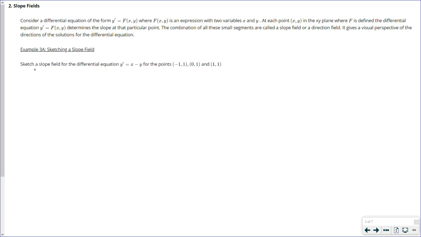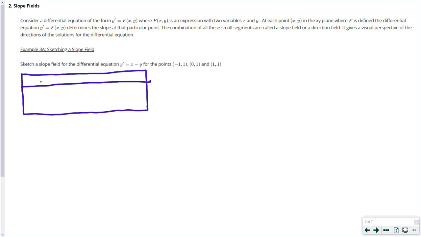So example 3a, we want to sketch a slope field. It gives me 3 different points. So I'm going to go ahead and make a table here. This table is going to help me draw my slope field. I'm going to have one row for my x's, one row for my y's, and then the last one is going to be my differential, which is y prime.